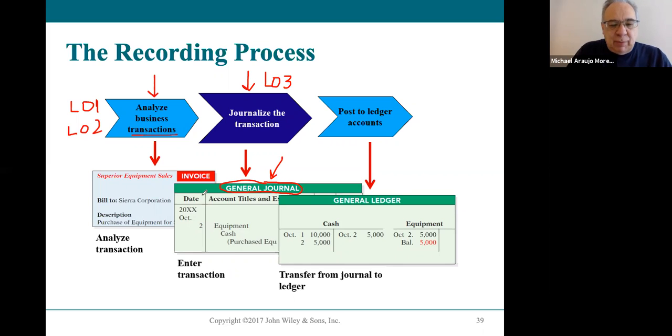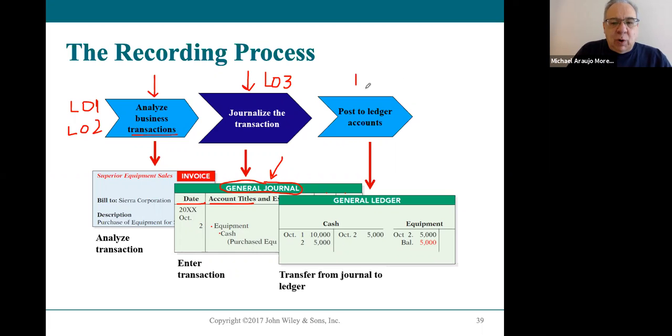And as you remember from the journal, things are chronological. So the date would be first, the account titles would be next, and then the debit and credit columns, which are covered here, would go. The first account listed is affected on the debit side. The second account that's listed is affected on the credit side.